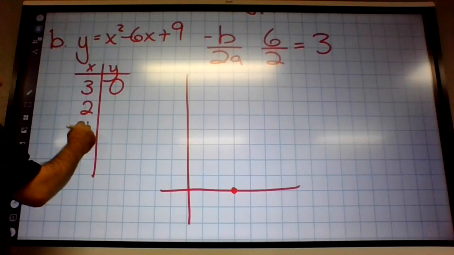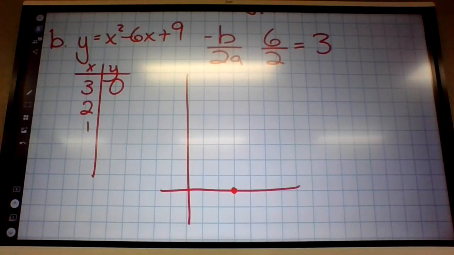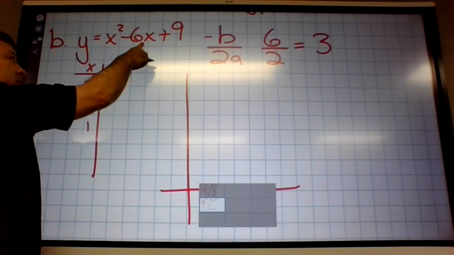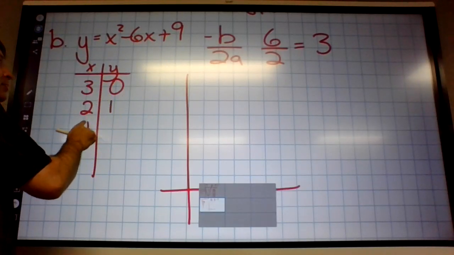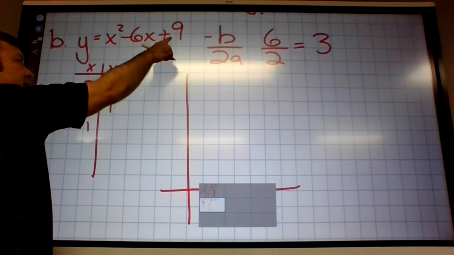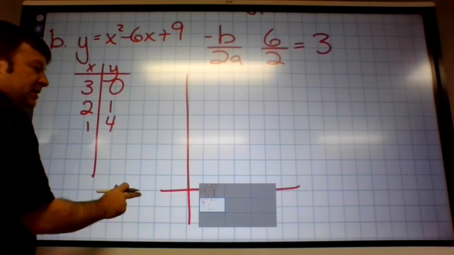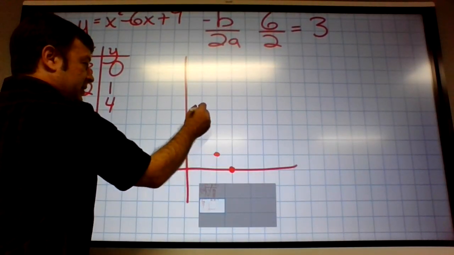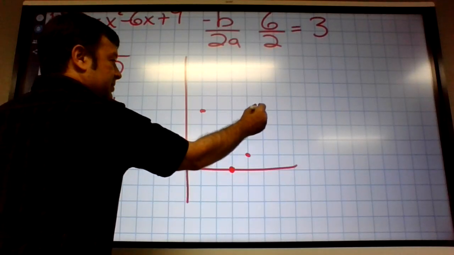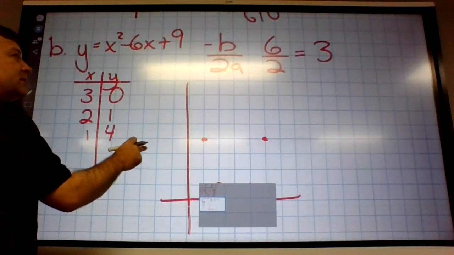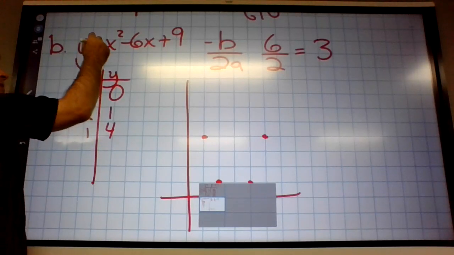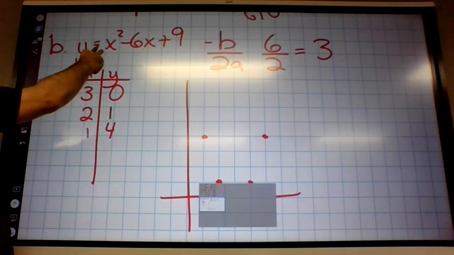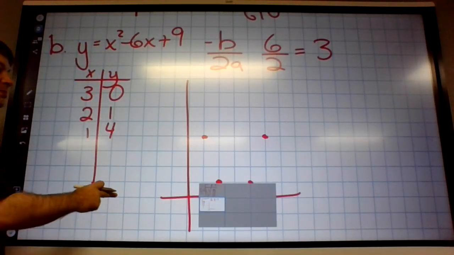So I'm going to find a couple more points. 2 and 1. If I plug in 2, 4 minus 12 is negative 8 plus 9 is 1. If I plug in 1, 1 minus 6, negative 5 plus 9 is 4. There's kind of a pattern on these. They go up at the same rate unless... Do you guys know how to make it go up faster or slower? Multiply. If you put a 2 right there, it goes up twice as fast, or 1/2 goes up half as fast. Slower. But if there's an x squared right there, it's going to go up the same every time.